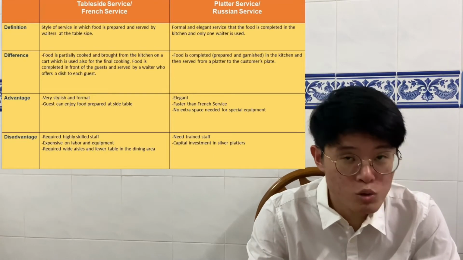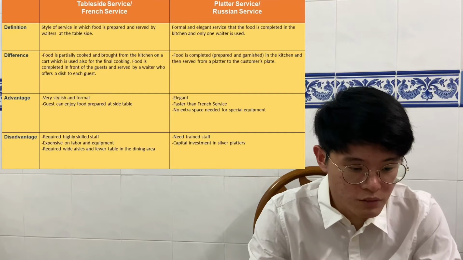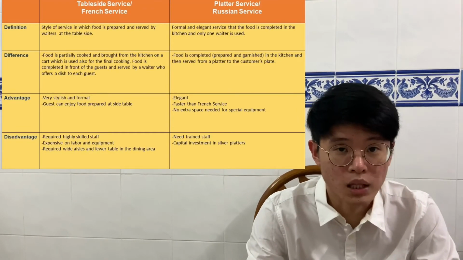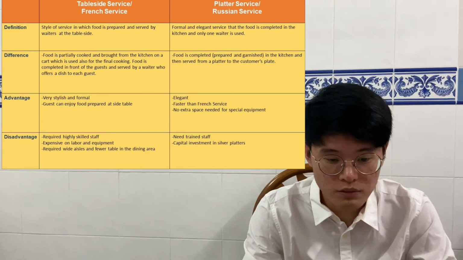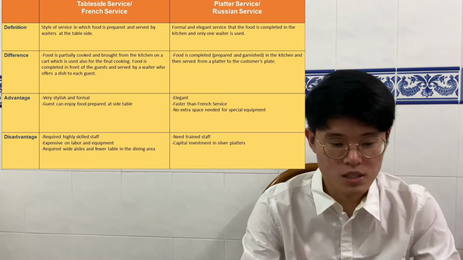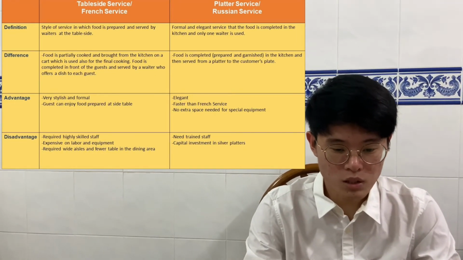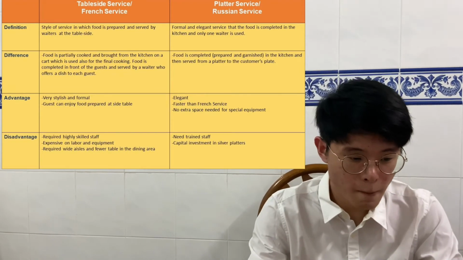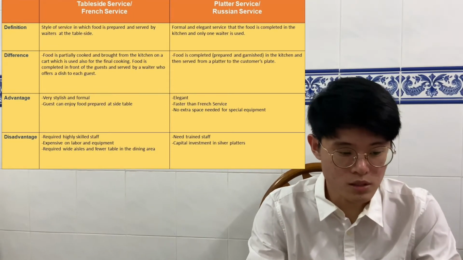Table side service, also known as French service, is a style of service in which food is prepared and served by the waiters at the table side. For the platter service, also known as Russian service, it is a formal and elegant service in which the food is completed in the kitchen and only one waiter is used. So what is the difference between the table side service and platter service?